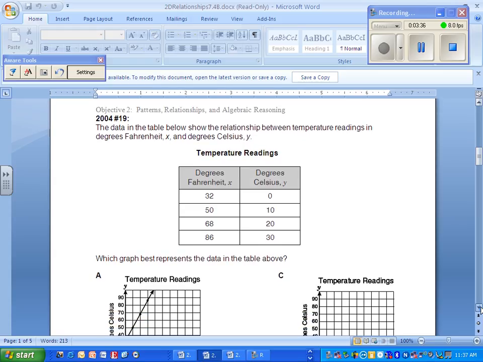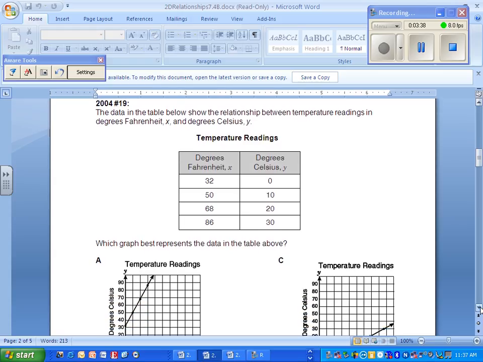The data in the table below shows the relationship between temperature readings in degrees Fahrenheit and degrees Celsius. So please make sure you note that the Fahrenheit degrees is going to be X, the Celsius degrees is going to be Y, and they have it here. Let's make sure we see. If we were going to plot those points, this is what it would look like. Our X's go first, and then our Y's.